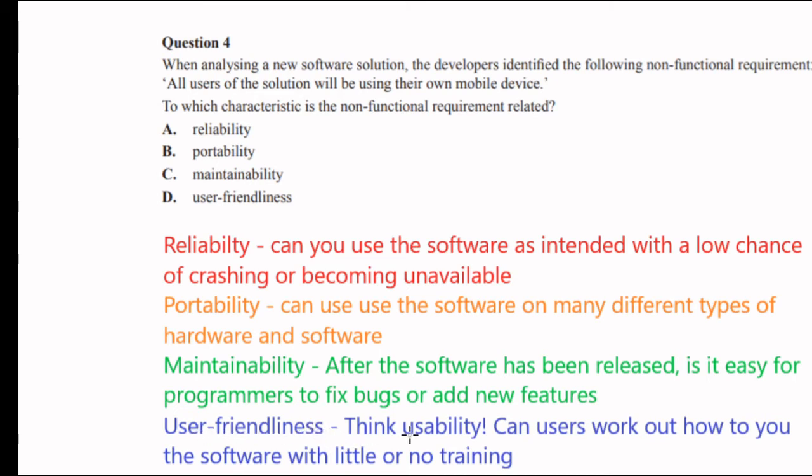Alright, so now we've gone through all of this, let's get back to our question here. So, when analyzing a new software solution, the developers identified one of the following non-functional requirements. So we're looking out for a non-functional requirement. You might want to highlight this if this was an exam. All the users of a software solution will be using their own mobile device. So users will be using their own mobile device.